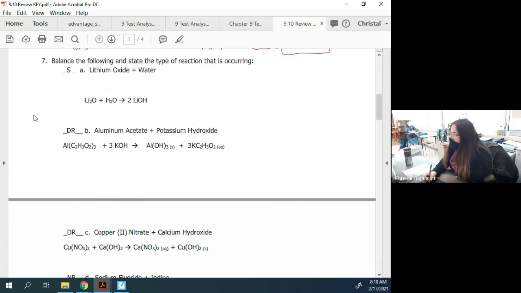Okay, so down here, we had to identify these. This is using that flow chart. I gave you guys those flow charts to use. This is a metal oxide and water. A metal oxide and water is a synthesis reaction. It forms a metal hydroxide.